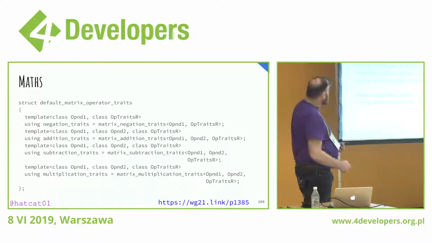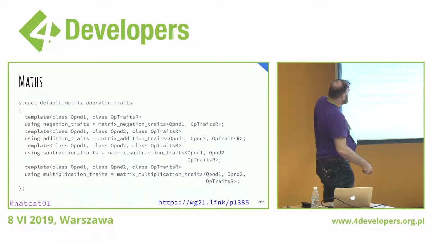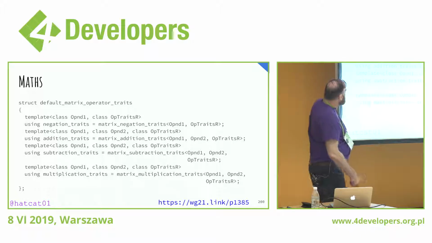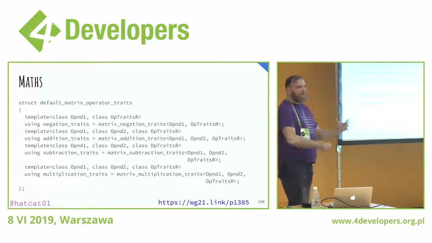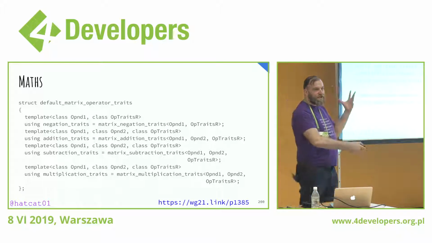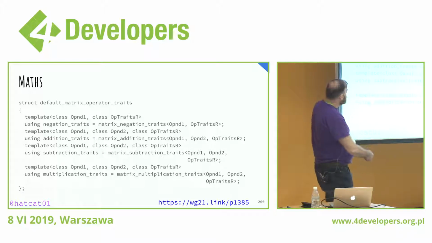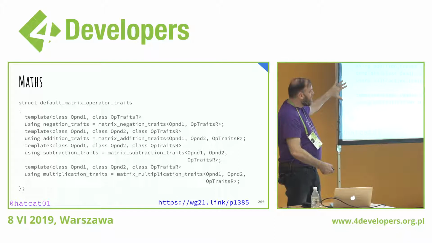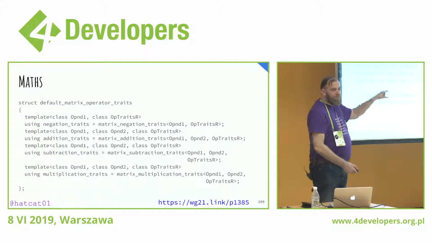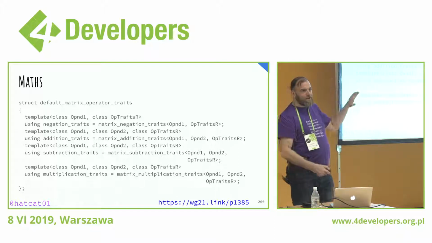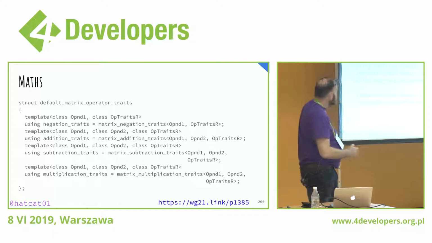So we can now create default matrix operator traits. Now that we've got all these traits available to us, we can say, well, look, here's our set of multiplication, addition, subtraction, negation operations. We'll keep them in a separate class. And if you remember that second parameter on the matrix, which is the op traits, this is what you'd use by default.